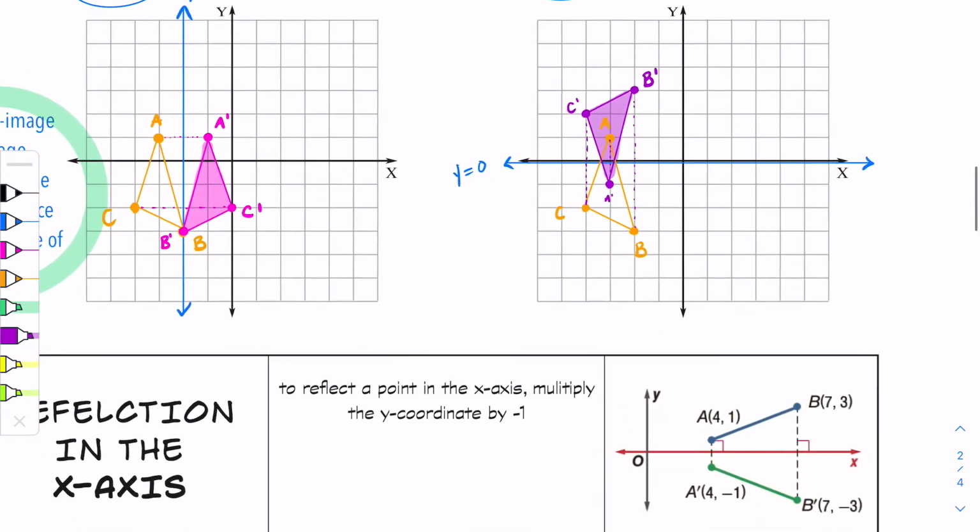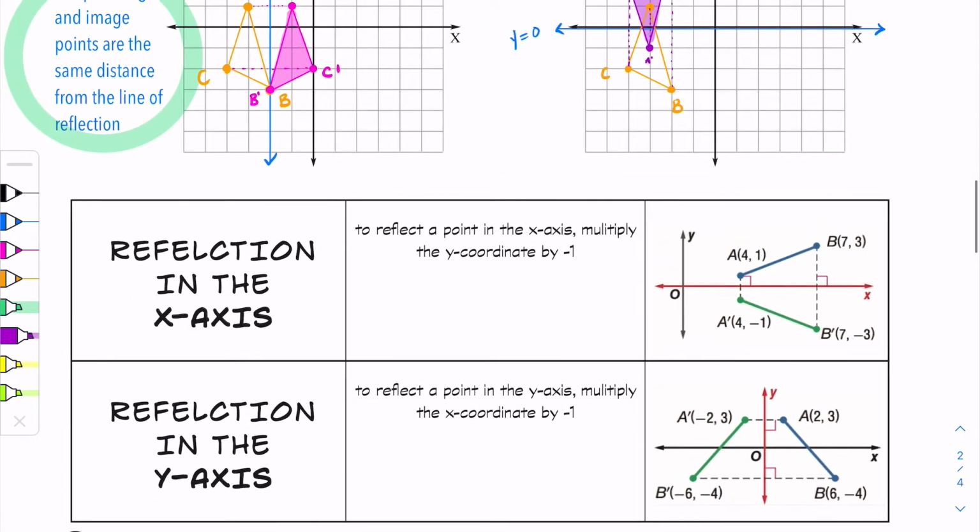Okay, so there are a couple of rules that we should know, and these rules will be helpful when you are writing transformation rules. This is when they become very important. The first one is reflecting in the x-axis. So this is when you are only reflecting across the x-axis. You are not reflecting across a line such as x equals 1 or y equals 2 or whatever the case is. You are specifically reflecting across the x-axis.